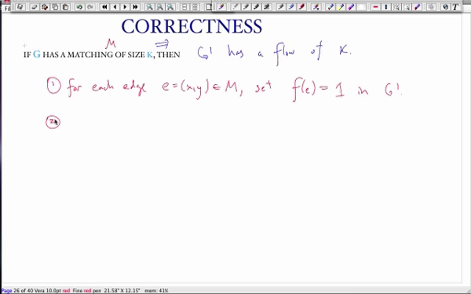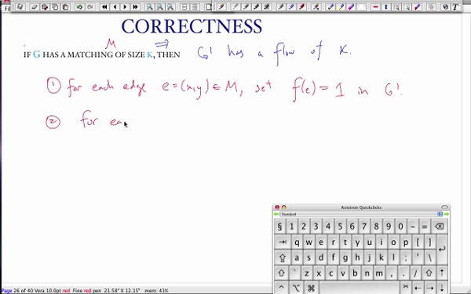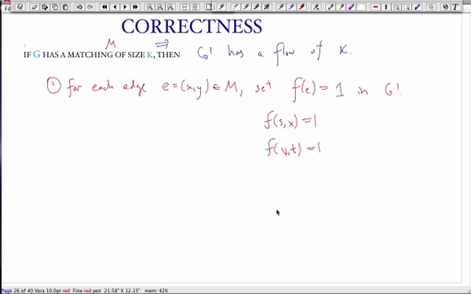And then we're going to do three things here actually. We're going to set the flow of S to X to be 1. And we're going to set the flow of Y to T to be 1. And now we need to verify that this is a flow.